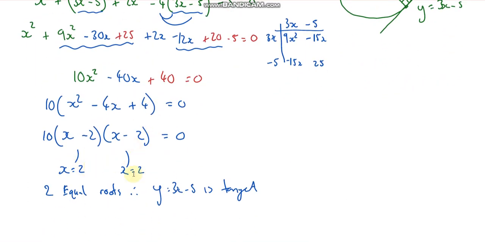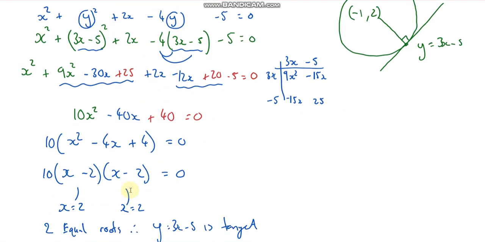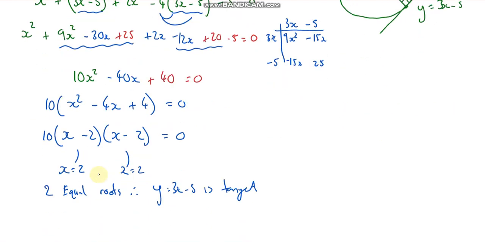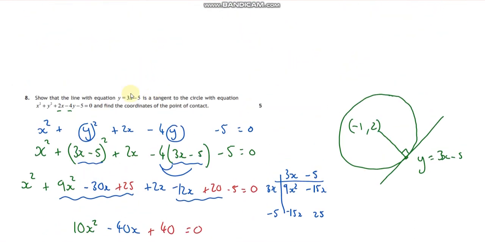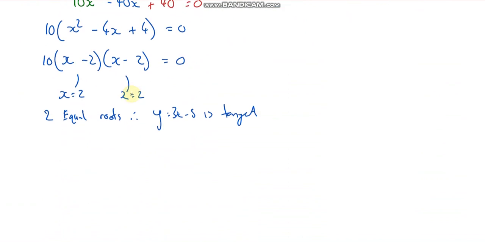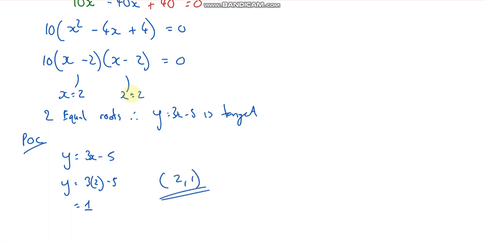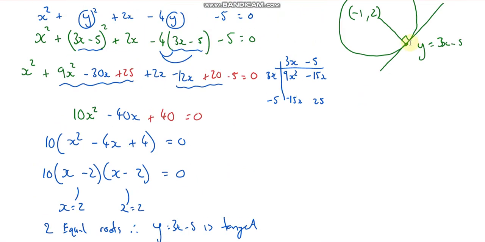But I did this because it asked me for the point of contact, so I might as well do this and then say that, well, that's one of the coordinates, isn't it? X is 2, and then I'll take my 3x take away 5. So for the point of contact, the POC, that's going to be y is equal to 3x take away 5, and I'm going to substitute in my 2. So 6 take away 5 is going to give me 1. So the coordinate there is then going to be 2, 1. That would be that point over there.